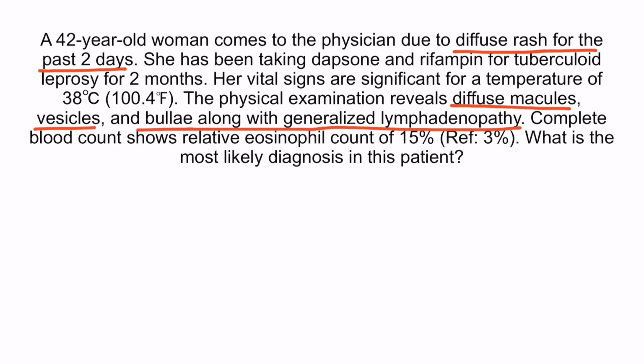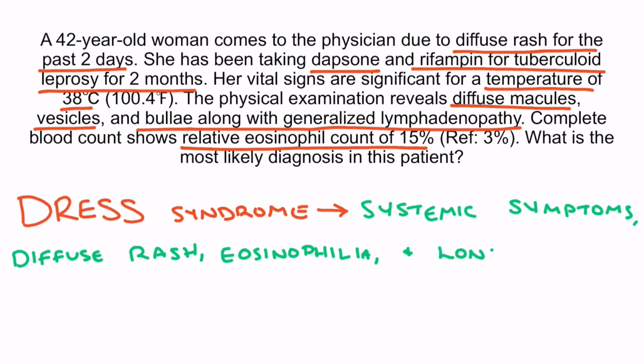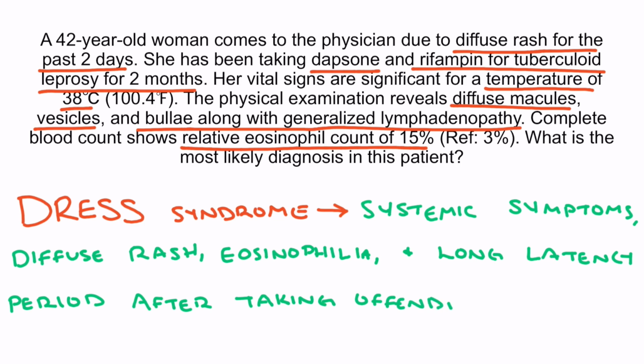She has a fever with a temperature of 38 degrees Celsius. Complete blood count shows eosinophilia, evidenced by relative eosinophil count of 15%. This patient has been taking dapsone and rifampin for tuberculoid leprosy for 2 months. Systemic symptoms: diffuse rash, eosinophilia, and a long latency period after taking an offending medication suggest the diagnosis of DRESS syndrome. DRESS syndrome is an abbreviation which stands for drug reaction with eosinophilia and systemic symptoms.